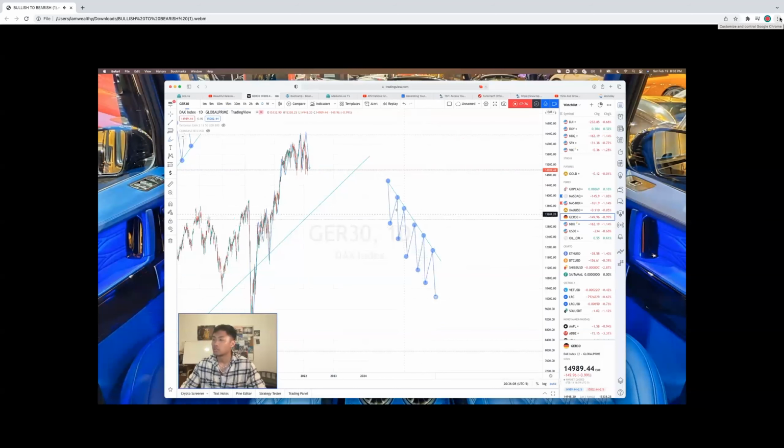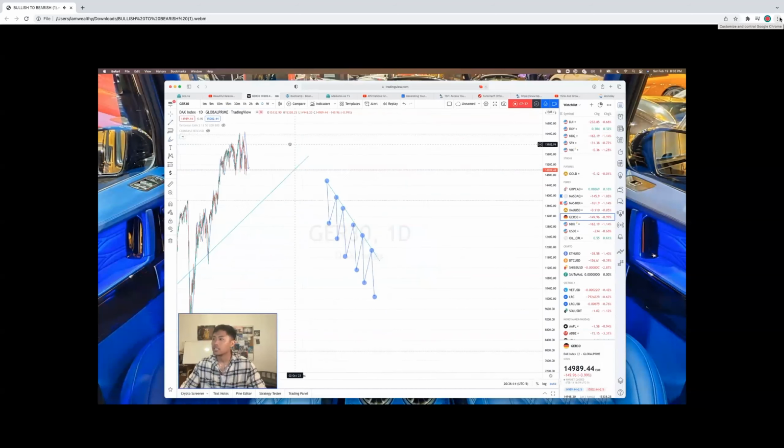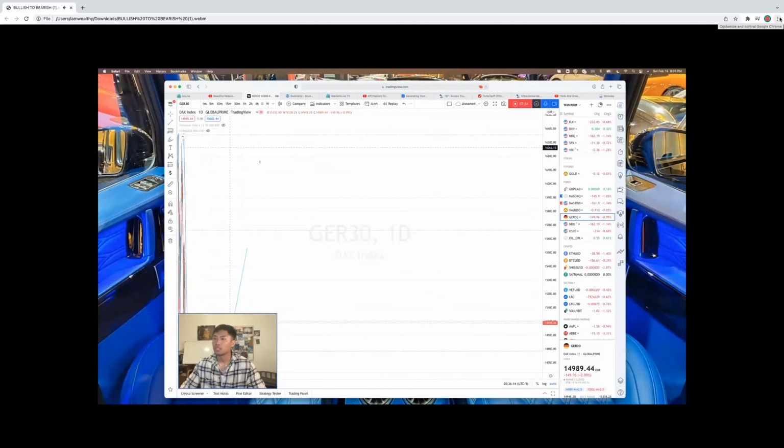Well, now let's go ahead and actually check out the sideways side of the house. See, sideways, when the market is consolidating, it's a little bit confusing in a sense, but it's actually really simple. Don't get it twisted. Don't get confused. Don't make it complicated.